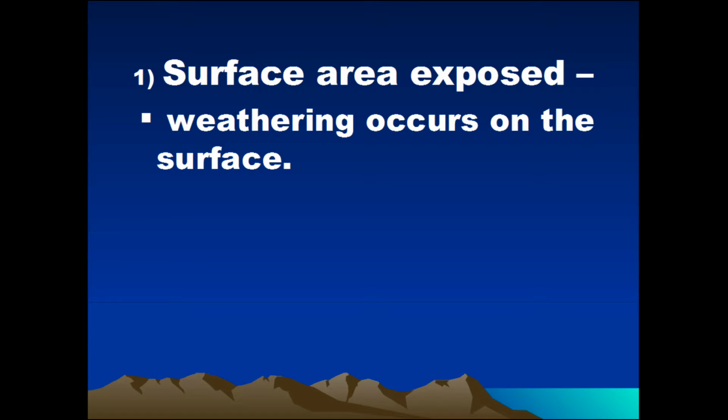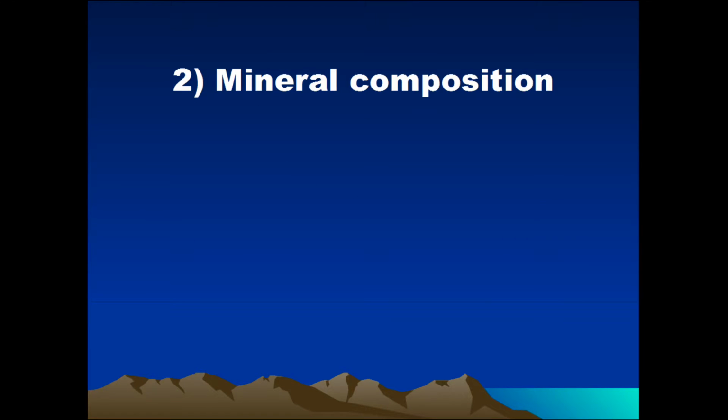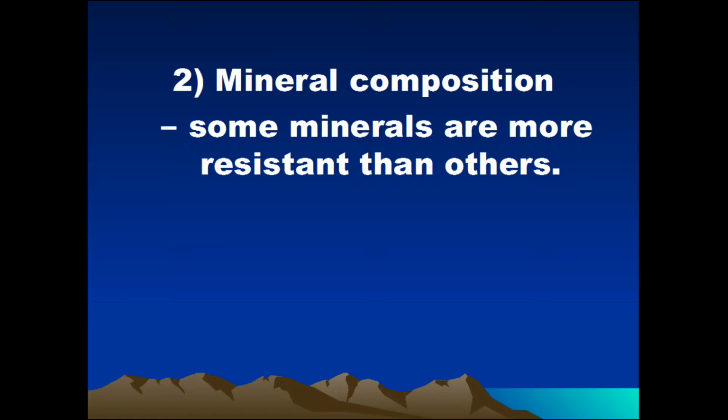So, surface area exposed. Weathering occurs on the surfaces. The more surfaces exposed, the faster the rate of weathering will occur. Now, mineral composition is a big thing involved with this. If you had a house made out of diamond, extremely hard, it wouldn't weather over time. It would stay the way it is. If you made your house out of very loose packed sand, which can break down easily, the first windstorm, your house is gone.